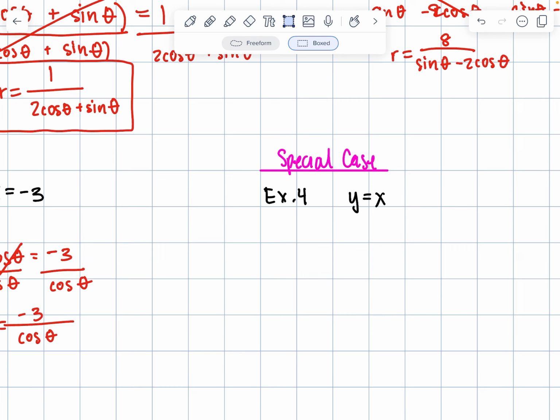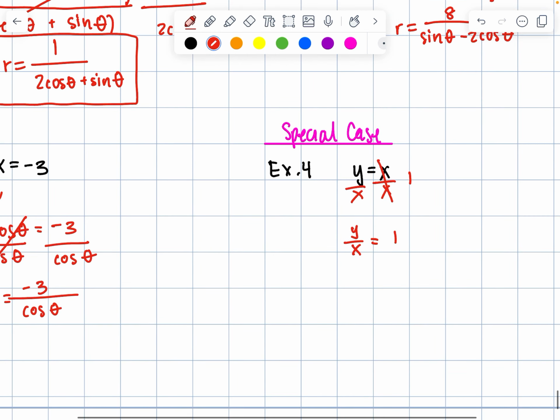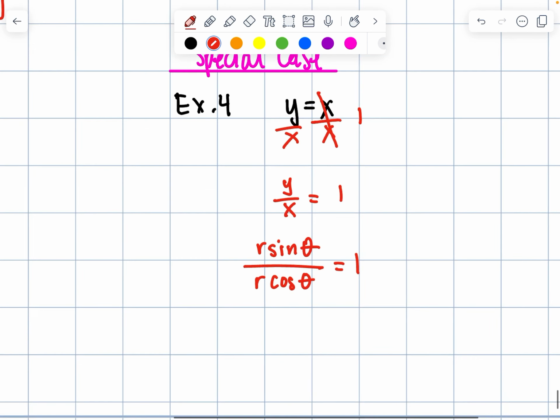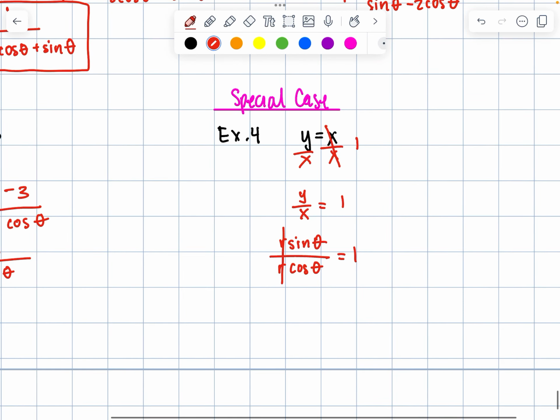I probably would divide out the x so that the x and y's are on one side. X's will cancel out, and you get 1 on that right side. So you get y over x is equal to 1. When you substitute in, you end up getting r sine theta over r cosine theta is equal to 1. So r's in the numerator and denominator will cancel out, and you get sine theta is equal to cosine theta. Hopefully you remember this. Sine over cosine is actually equal to tangent theta.